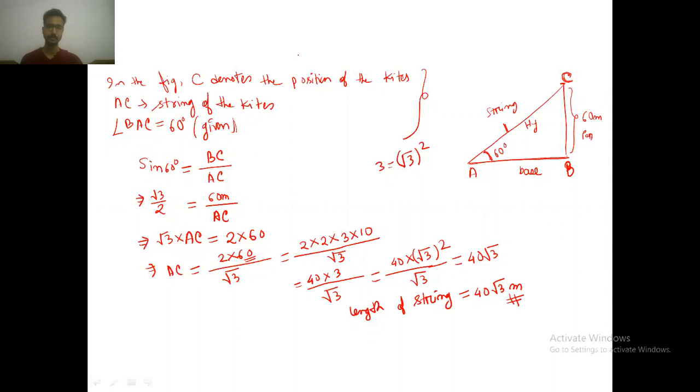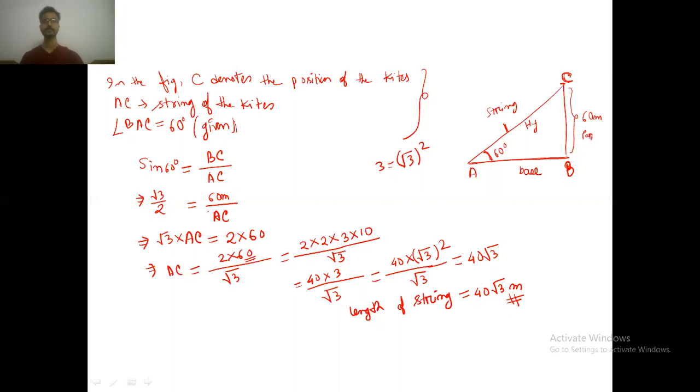Suppose in the figure, C denotes the position of the kite, AC the string of the kite, then angle BAC will be 60 degrees. So if you apply sine 60 degrees, because for this angle A, BC will be the perpendicular, AC will be the hypotenuse, and AB will be the base. Now for this angle A, sine 60 degrees will be BC by AC. You know that the ratio of sine is perpendicular by hypotenuse. Then just put the value, and we know the value of sine 60 is root 3 by 2.